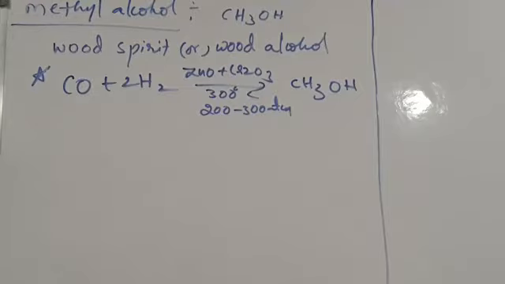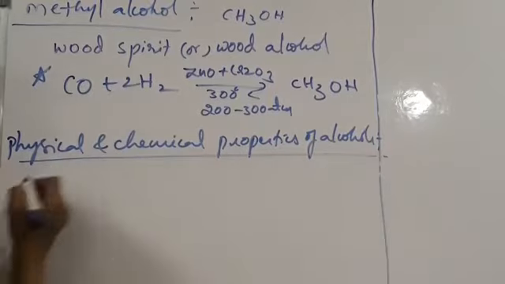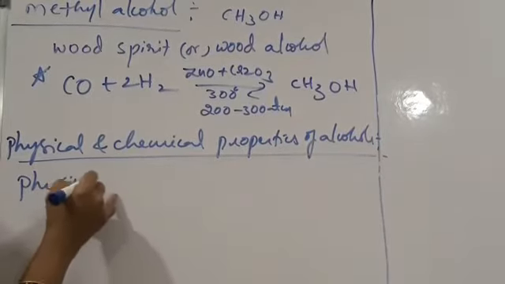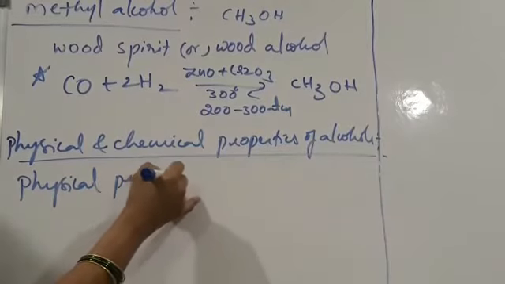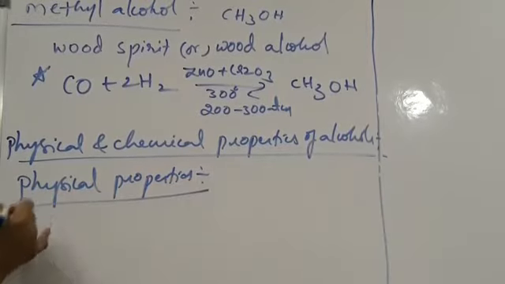Then coming to physical and chemical properties of alcohols. First coming to physical properties. Alcohols generally are in liquid state. For example, ethyl alcohol is a colorless liquid and it burns with a blue flame.